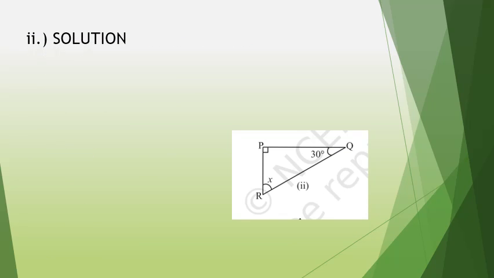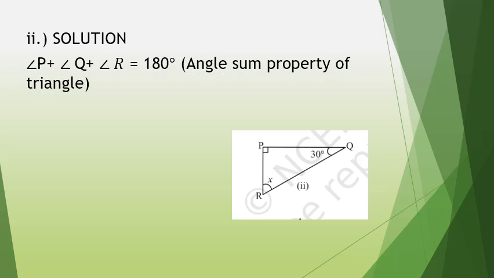Question number 2. Triangle PQR is given. We have to find angle R. We know that by angle sum property, what is meant by angle sum property? The sum of angles of a triangle is 180 degrees. Which are the angles of this triangle? Yes, it is angle P, angle Q and angle R. Its sum equal to 180 degrees.